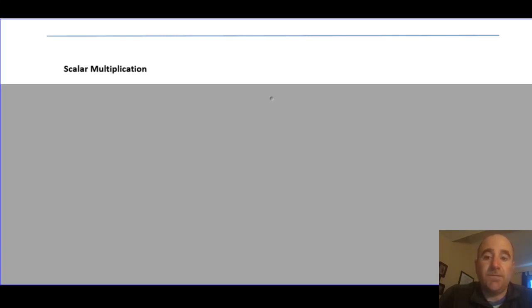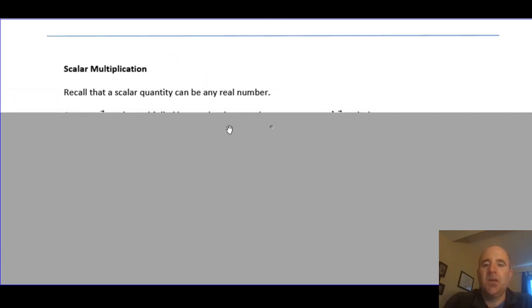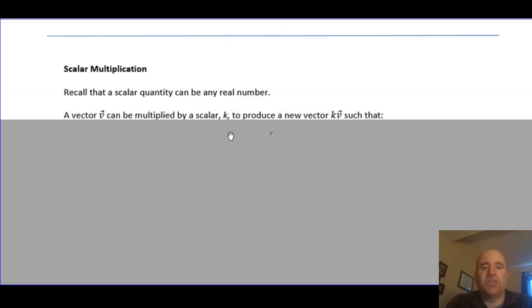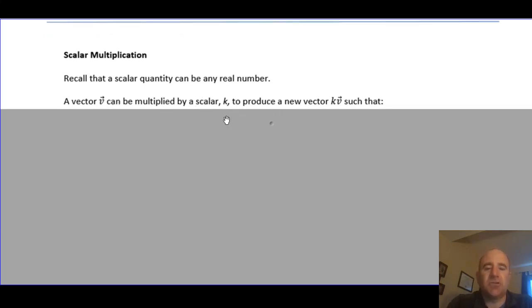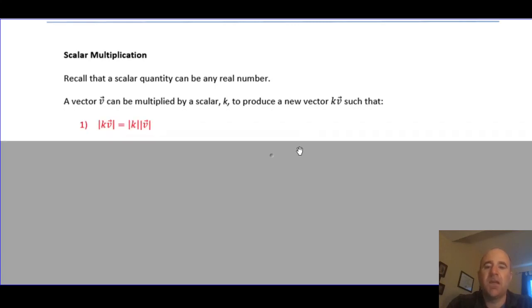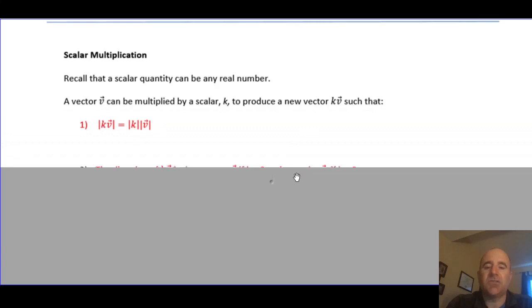And there are actually a few different ways to talk about multiplication of vectors. Actually, 3 different ways that we could refer to multiplication of vectors. We'll do one of them right now, which is the simplest, called scalar multiplication. So recall that a scalar quantity can be any real number. A vector can be multiplied by a scalar. So our vector v can be multiplied by a scalar k to produce a new vector kv. When you take a vector and multiply it by a scalar, you call that scalar multiplication, and you get a new vector. That new vector has 2 properties.